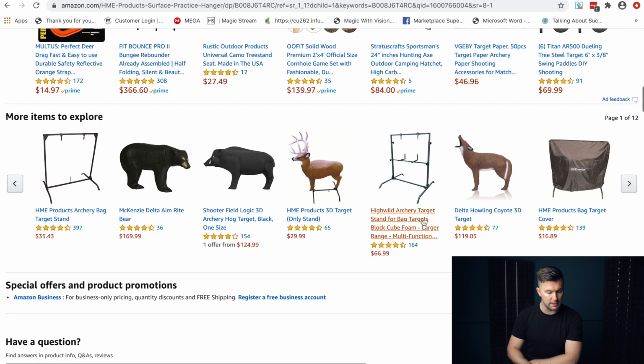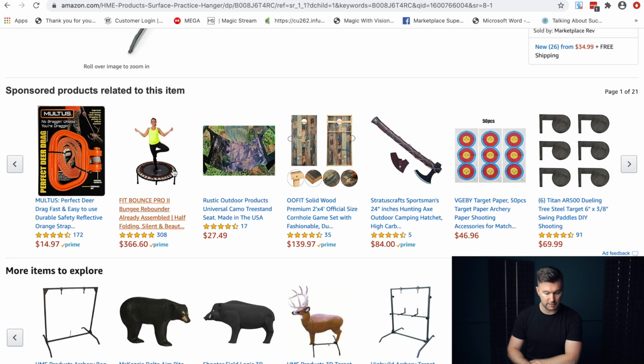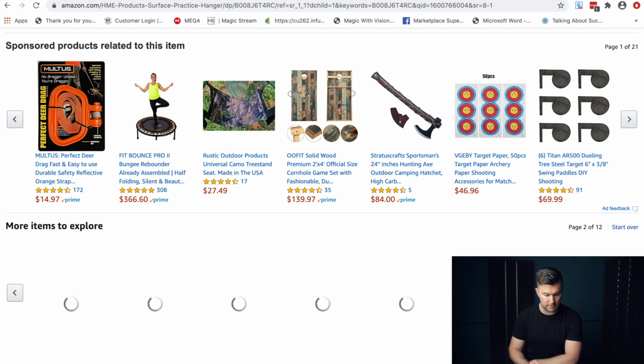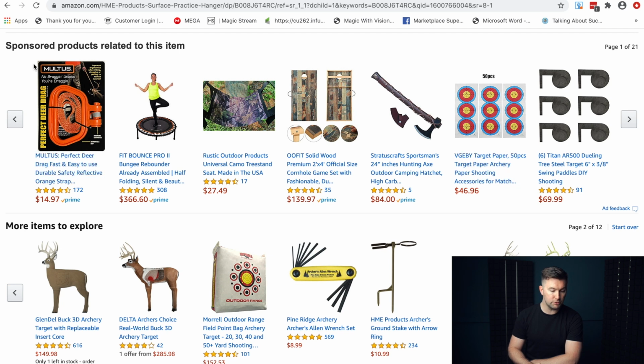Again, we're coming down and we're seeing sponsored products related to this item. And also we've got now more items to explore. You can use any of these areas. You really can. There's no issue at all. I would be looking at all these and seeing what is down here as well as what's in here. I do like sponsored products related to the item because I know people are paying money to show this in front of more customers. So that tells me it may be worth researching a little further, a little bit more qualified than something like this.